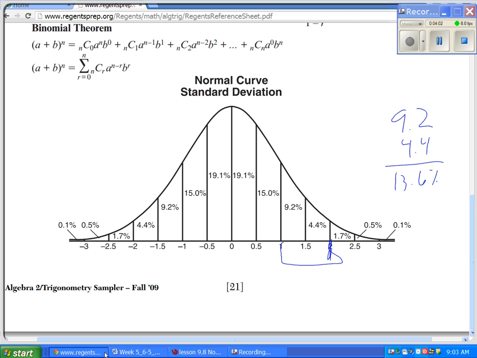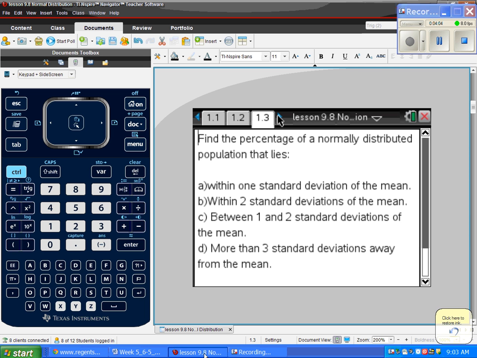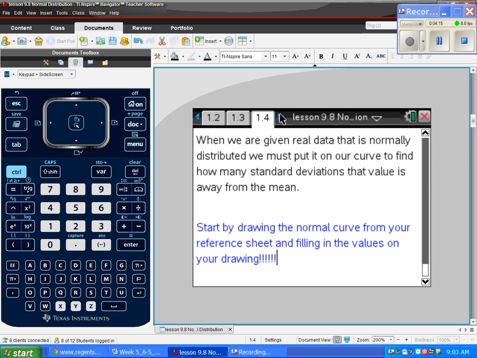So the real key to these problems is figuring out where your range is, just interpreting the question and saying, okay, I'm between 1 and 2, I'm within 1. And if you can do that, you're going to be able to just pick up percentages and add them up. I'm confident you can add up percentages. So when we're given real data and a real problem, as opposed to just saying, okay, in a general population, we have to plug in the numbers on our sheet.